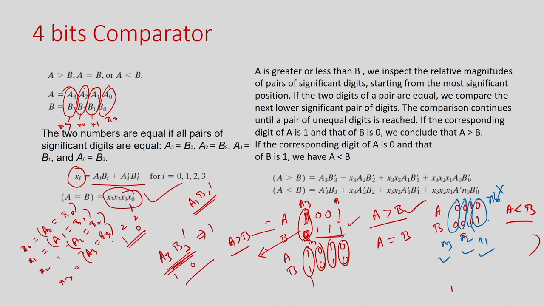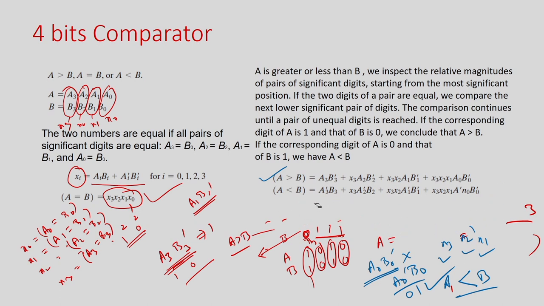So, in this case, what should I check? A0 B0 bar, if I check, it means this will not hold because A0 is 0, so this will also not hold. But if I check A0 bar B0, this will hold, it means 0, 1, right? It will say less than, right? So, that means A less than B, right? So, this way, I can actually compare two numbers. So, the final expression will be like this, which is given here for A greater than B.